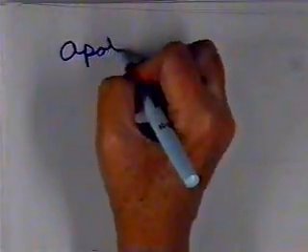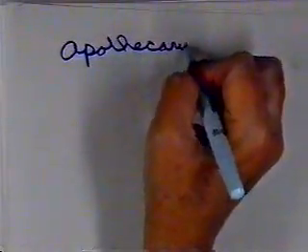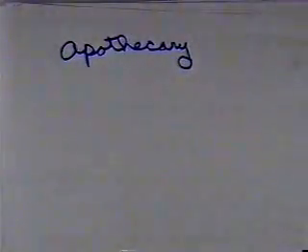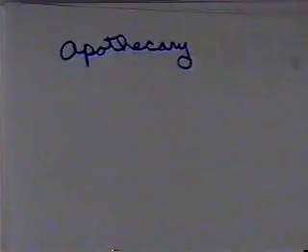The next thing we're going to look at in converting units is something called the apothecary system. Now, the apothecary system is kind of a strange system because it's only used in some drugs. Apothecary used to mean a pharmacist. So, some drugs are still listed in the apothecary system.